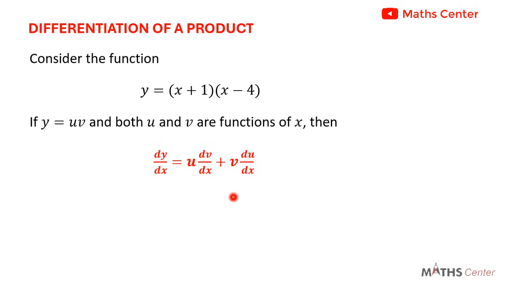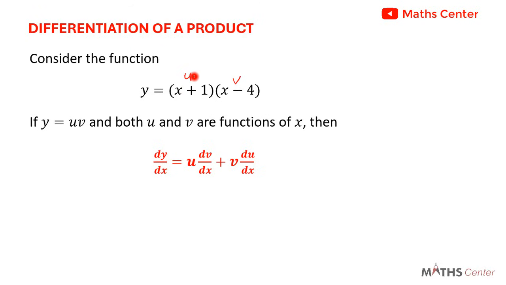Now, how do we use this? What you do is that when you are given the product, you will let one be equal to u and one be equal to v. So in this example, we have y is equal to x plus 1 times x minus 4. See, we have two terms multiplying here. So you let one be equal to u and one be equal to v. So let's say we will let x plus 1 be equal to u and then x minus 4 be equal to v.